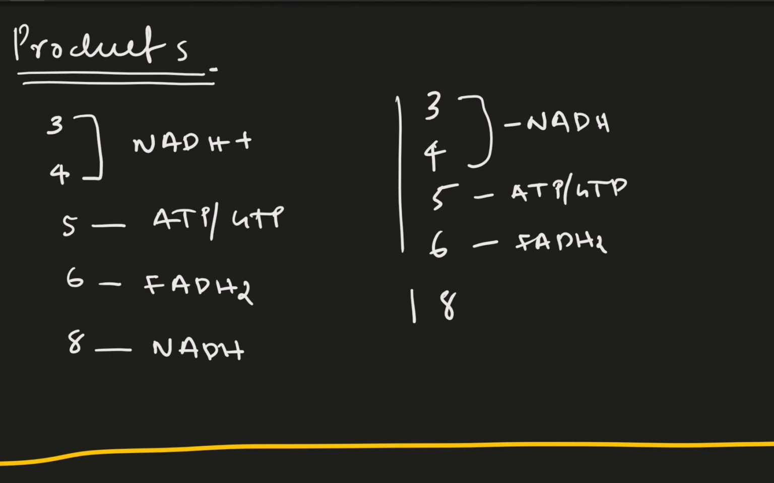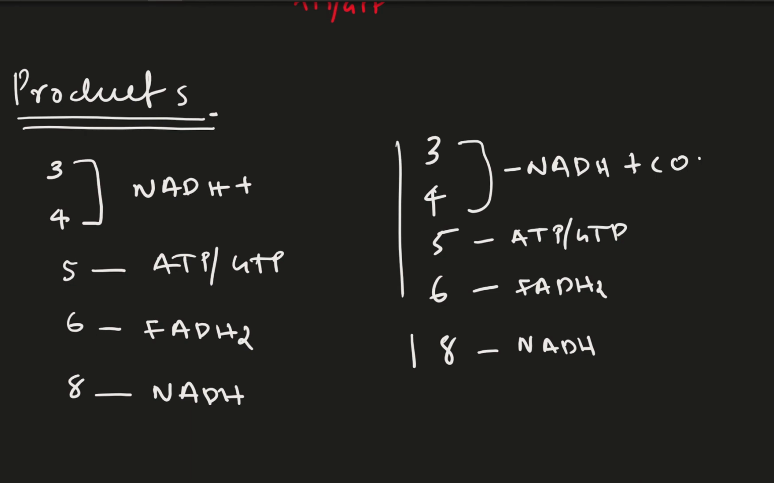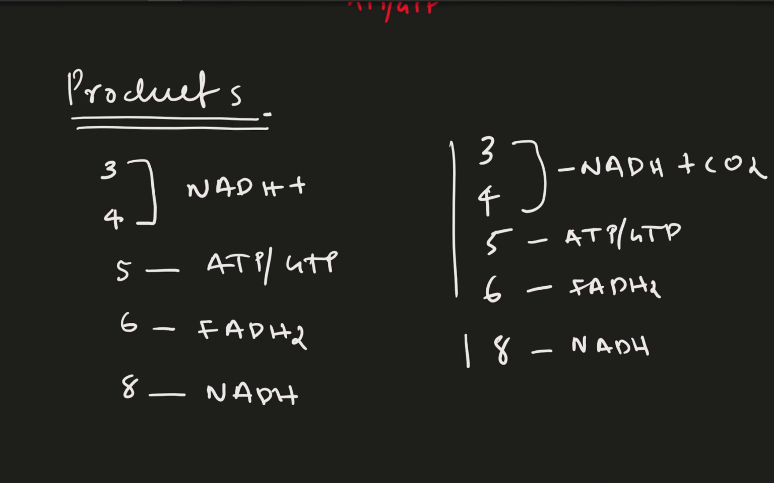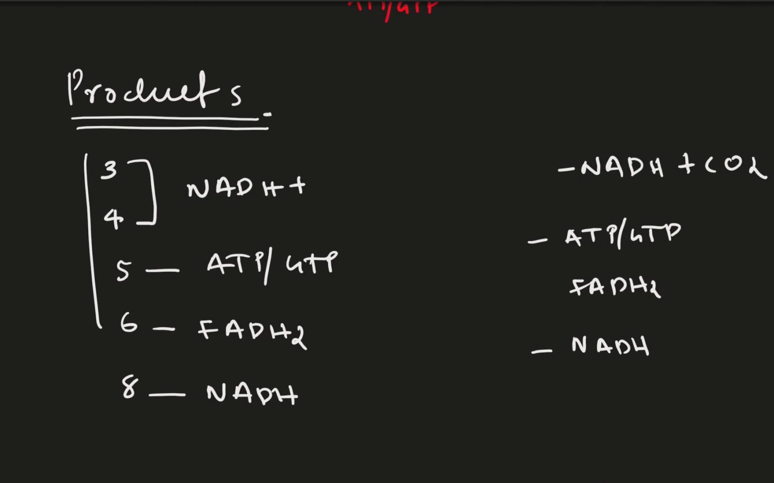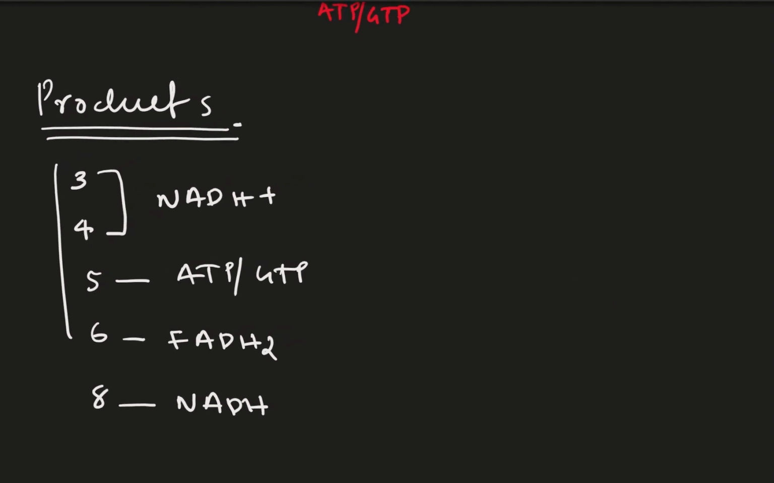Okay, then in the 8th we again get NADH, and here we also get CO2. We also get CO2 in the third and fourth reactions. So this is how we do it: 3, 4, 5, 6 and 8, and in the 3rd and 4th we get NADH, NADH plus CO2.